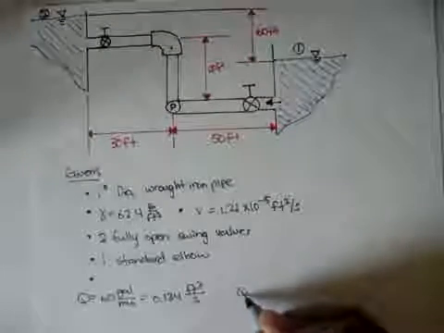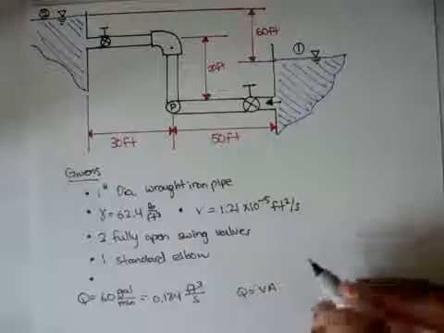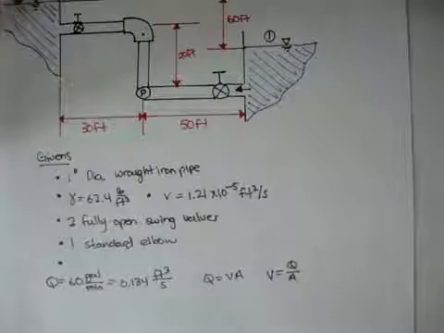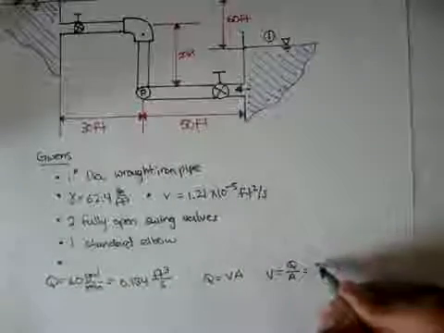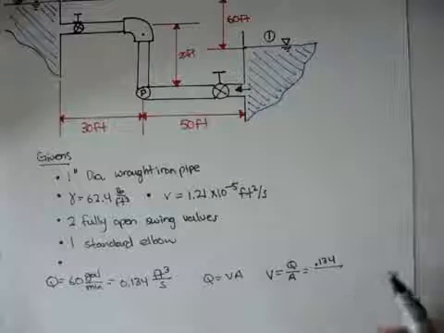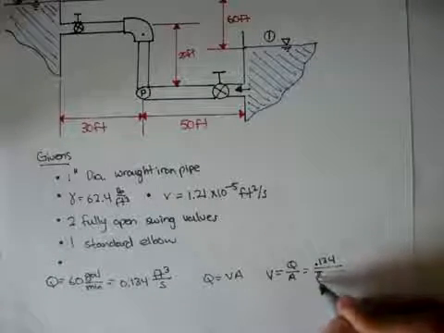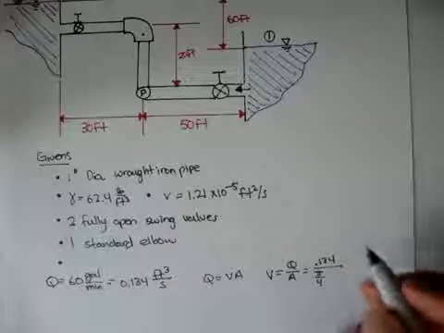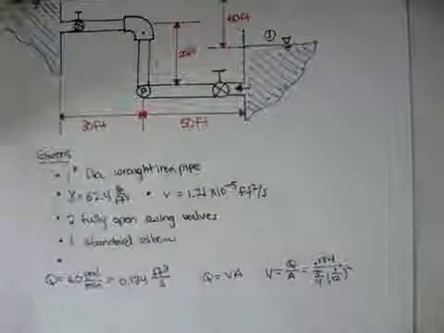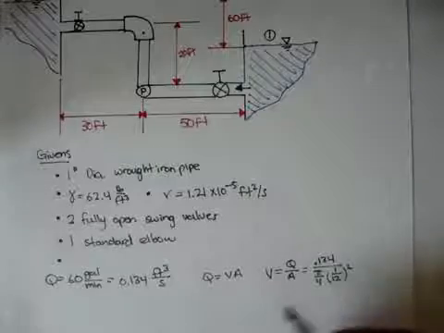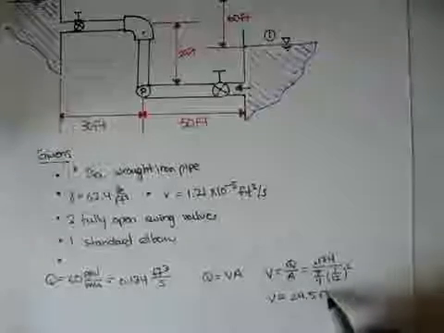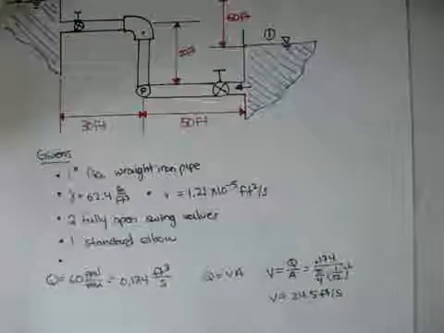And remember, if Q was equal to VA, the velocity times the area, then the velocity is going to be equal to Q divided by A. And the Q we found to be 0.134 divided by the area of the pipe. It's a circular tube pipe. And the area is pi over 4. And remember, the pipe diameter was 1 inch, so it's going to be 1/12 of a foot squared, right? And if we solve, the velocity is going to be 24.5 feet per second. Okay?